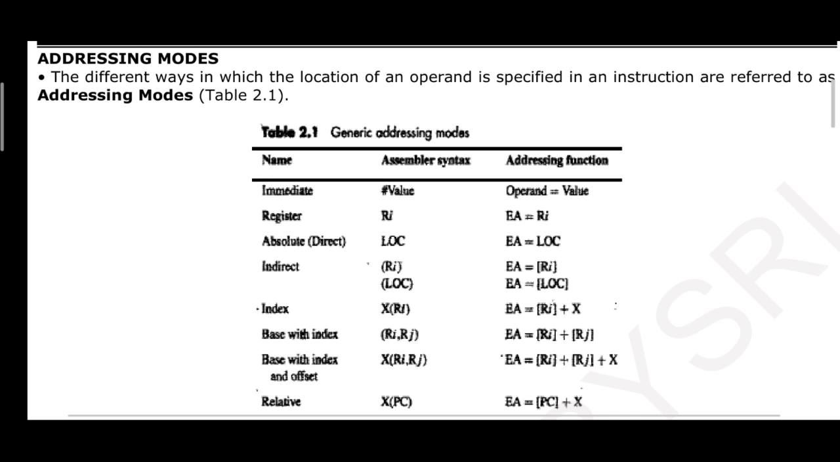So for the instructions you have observed so far, the leftmost side contains the opcode, right? Examples like move or add. Then we mention the source operand and destination operand, right? The method or different ways in which the location of an operand is specified along with the instruction is called the addressing mode.